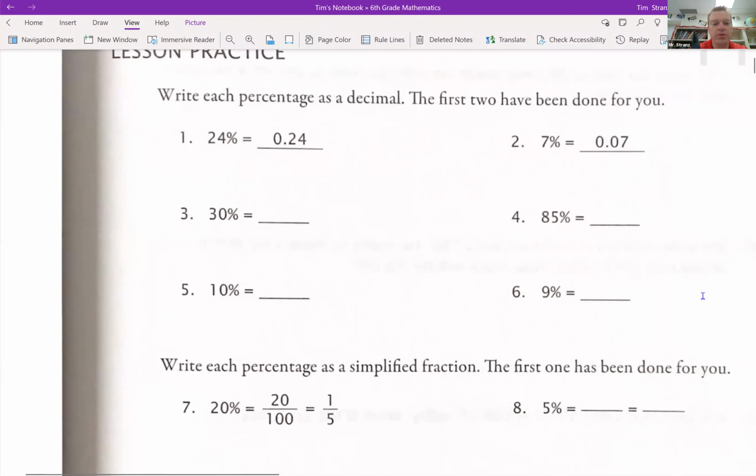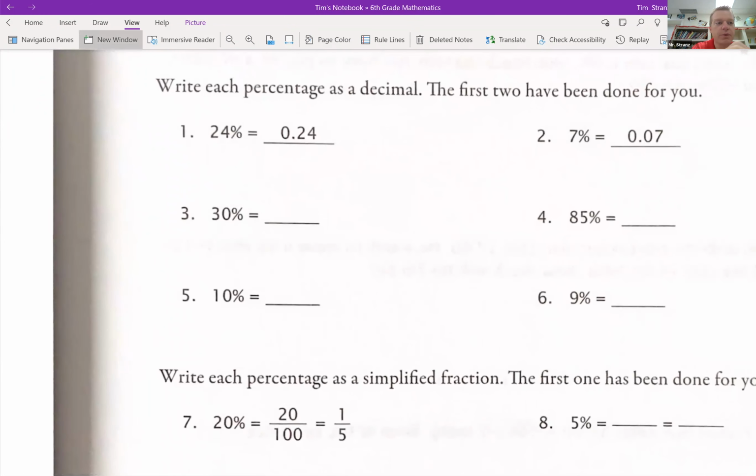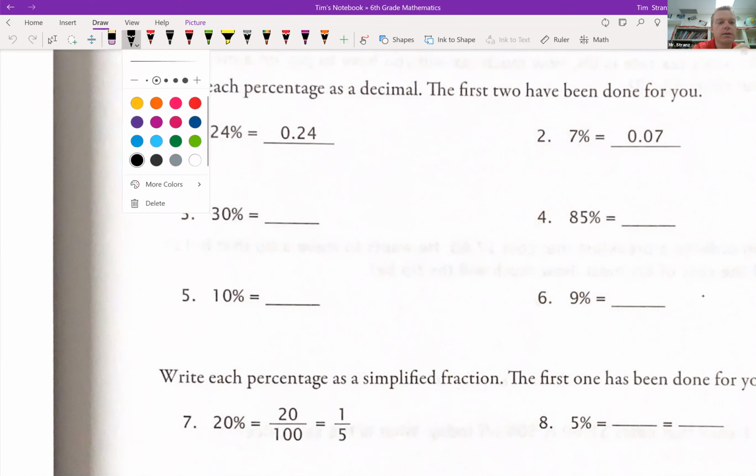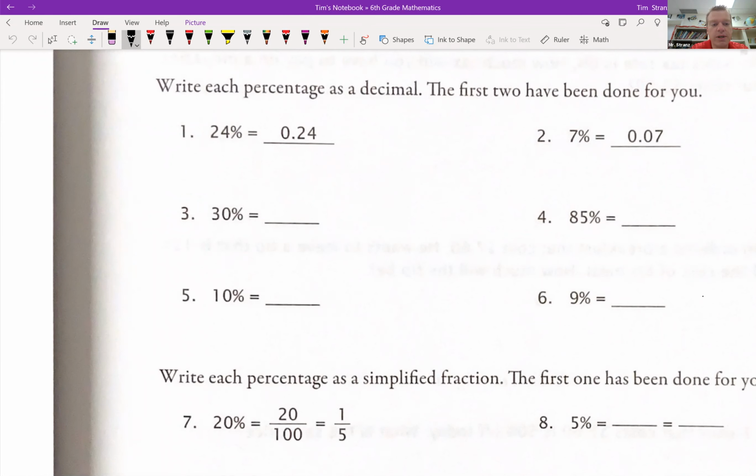We have 30%. When you're changing a percent into a decimal, it's very simple. All you're doing is moving the decimal to the left 2 places. If I have 30%, that means right now my decimal is going to be right here. To change that into a decimal rather than a percent, I'm just going to move it over 2 spots. So this now becomes 0.30 as a decimal.